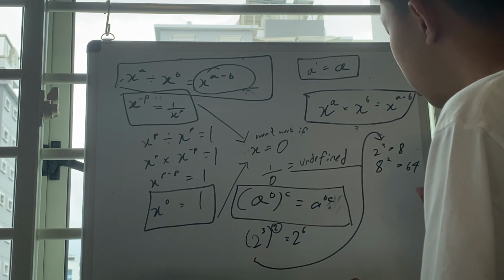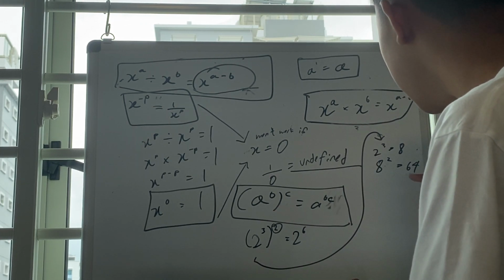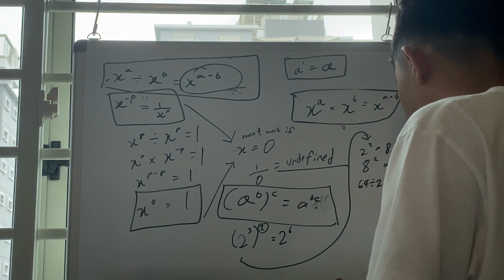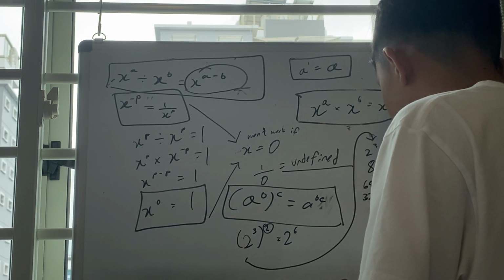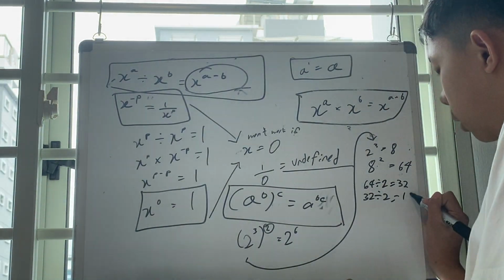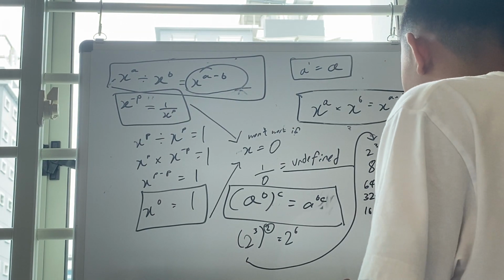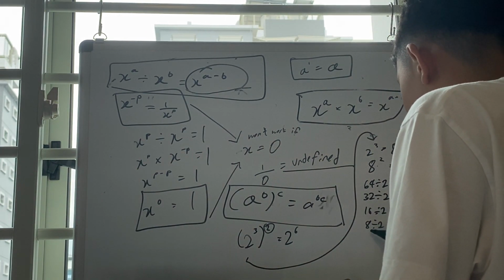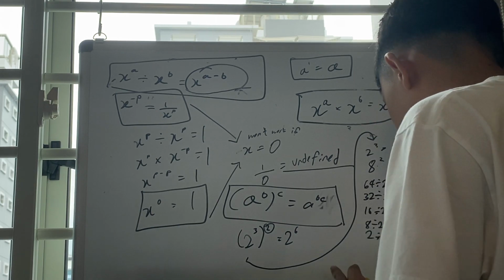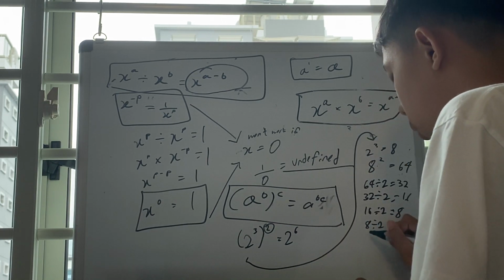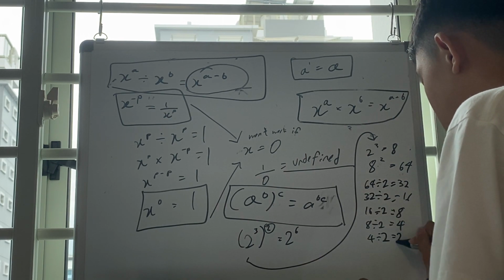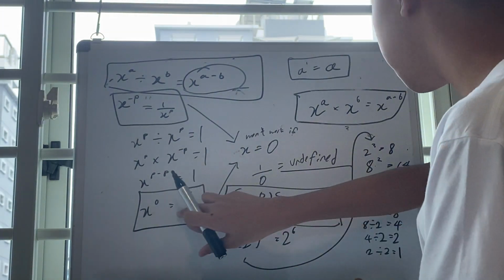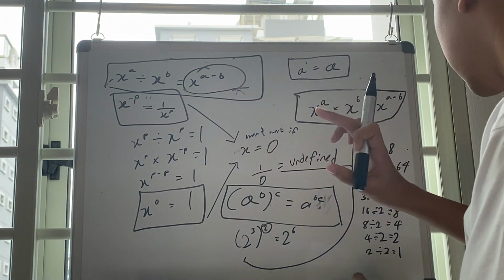Now 64. We're going to keep on dividing by 2. So 64 divided by 2 equals 32. 32 divided by 2 equals 16. 16 divided by 2 equals 8. 8 divided by 2 equals 4. And then 4 divided by 2 equals 2. 2 divided by 2 equals 1. Because of this property and this property over here.